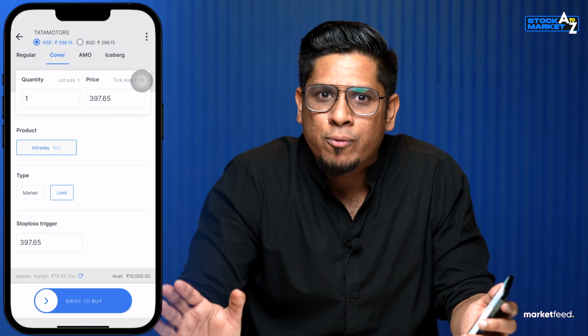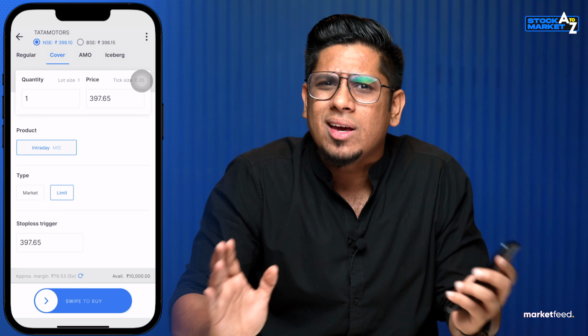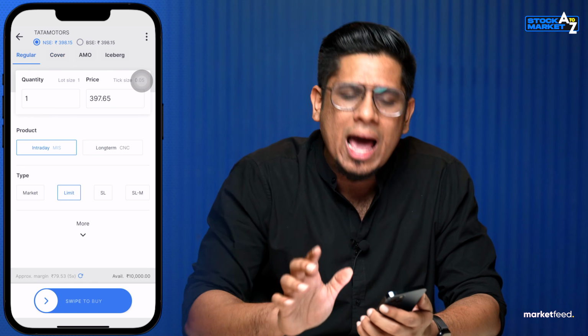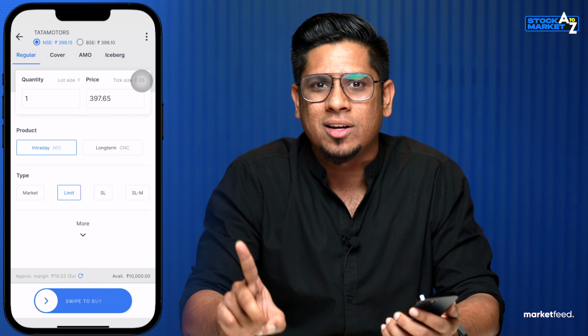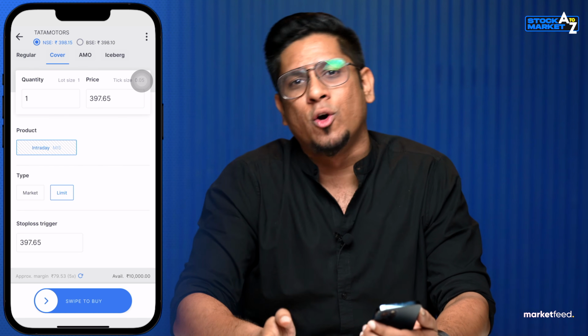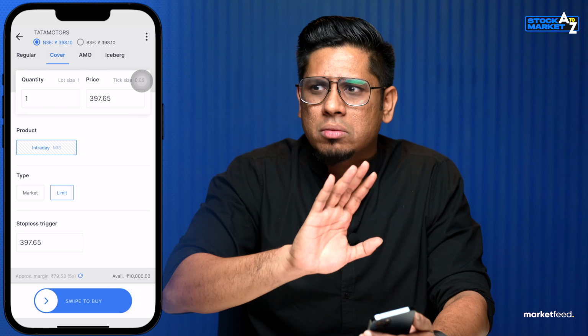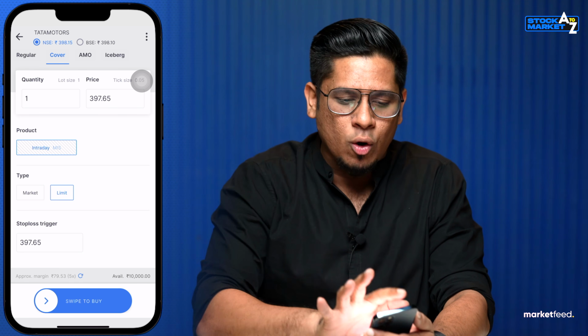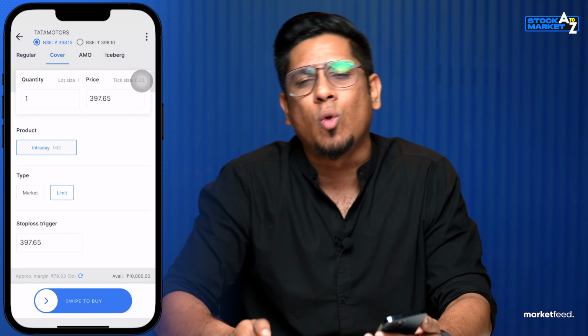Let me tell something upfront. Cover order is not really great now. What you should do is actually go via the regular order route. That is what I'll be demonstrating today. But since we are learning, I'll also explain what a cover order is. Again telling, you need not actually implement cover order. We'll only go with the regular order, but I'll explain you what a cover order is.